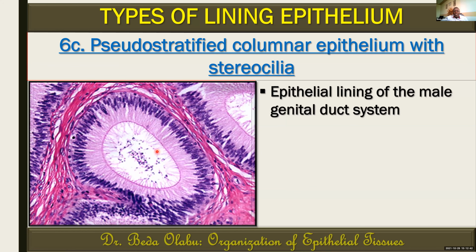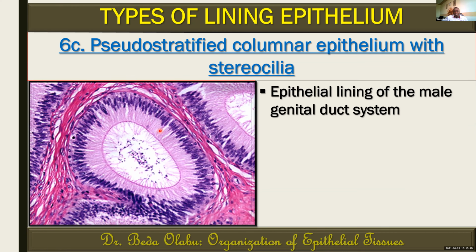So this epithelium is pseudostratified columnar epithelium with stereocilia, very unique to the male genital duct system, the path followed by sperms from the testes to the exterior. Now, not all the parts of the ductal system of male will have this epithelium. We can name the specific types. From the testes, sperms go to epididymis. Epididymis has this epithelium. Actually, this is epididymis.